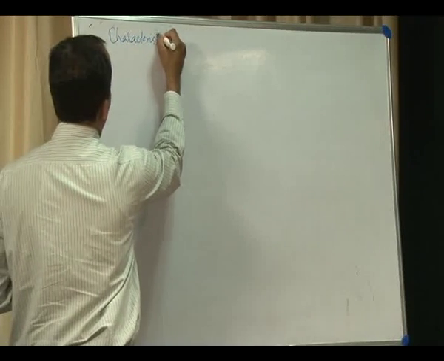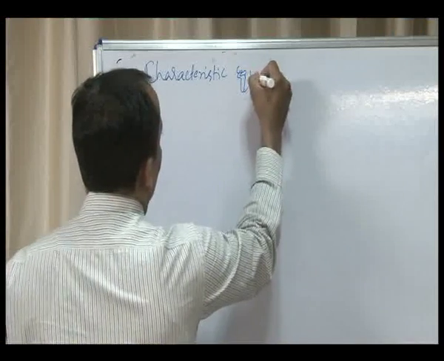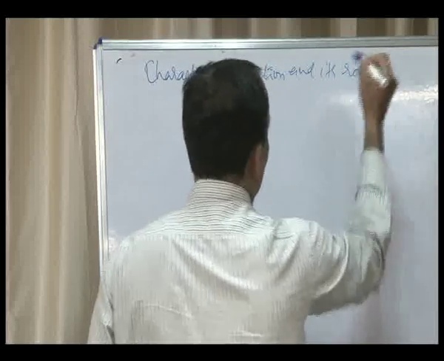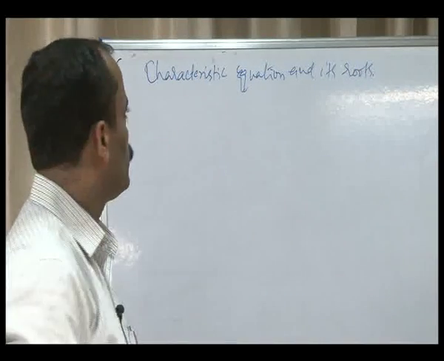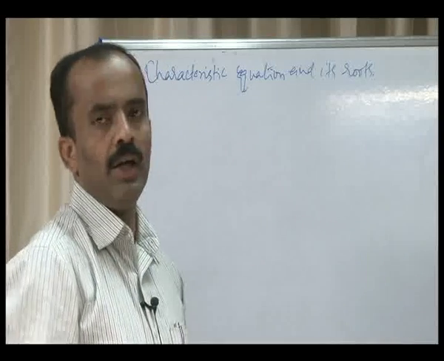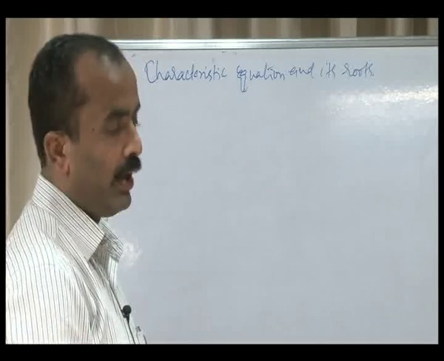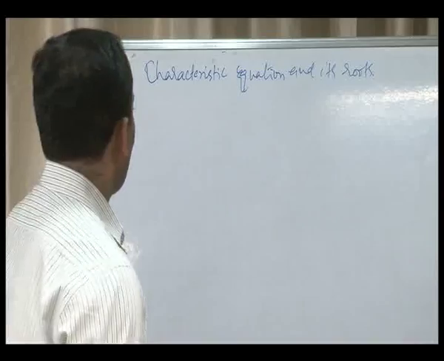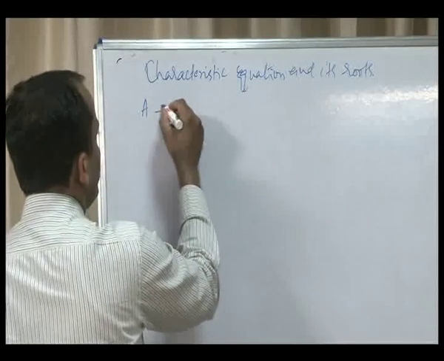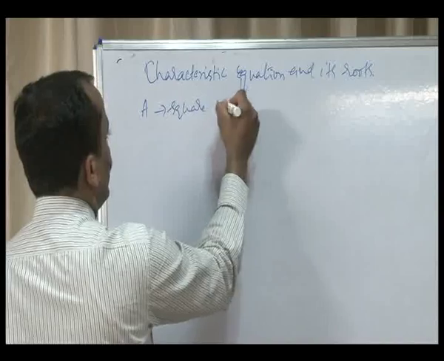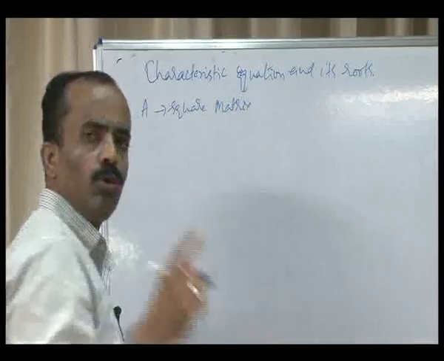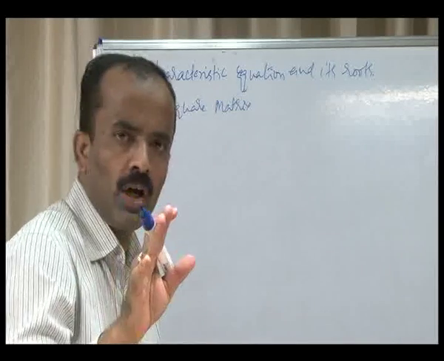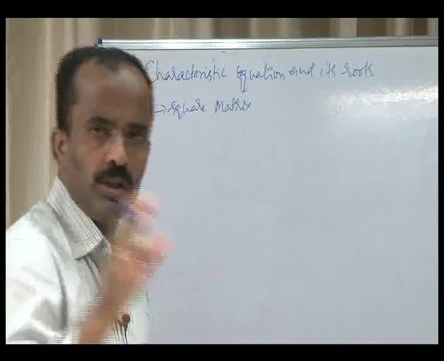Characteristic equation and its roots of a square matrix. It is applicable only for a square matrix. See, if A is any square matrix, it is a condition. Square matrix means what? Number of rows should be equal to number of columns. If you say a matrix is a square matrix, so if it has 2 columns, definitely 2 rows, or 3 rows, 3 columns.